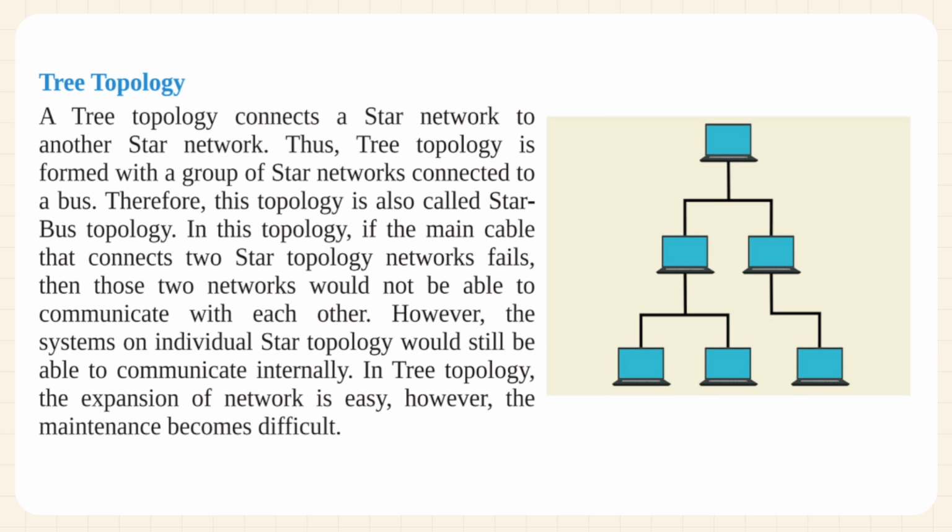In this topology, if the main cable that connects to star topology networks fails, then those two networks would not be able to communicate with each other. However, the systems on individual star topology would still be able to communicate internally. In tree topology, the expansion of network is easy. However, the maintenance becomes difficult.